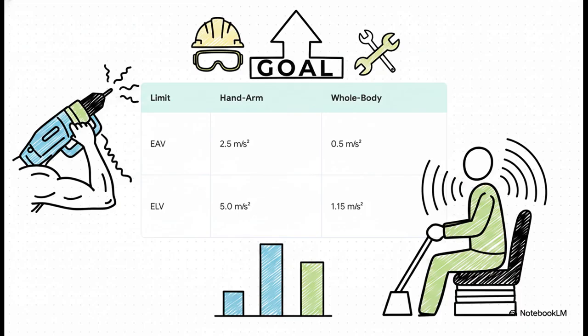Notice how the limits are split up between hand-arm vibration and whole-body vibration. For hand-arm, the exposure action value, or EAV, is 2.5 meters per second squared, and the absolute limit value, the ELV, is 5.0. But look at whole-body vibration. The numbers drop significantly. We're talking 0.5 for the action value and just 1.15 for the limit. Why? Because sending aggressive vibrations through the entire human core, rattling the spine and internal organs, becomes highly hazardous at much lower intensities than when it's isolated to just the hands and arms.